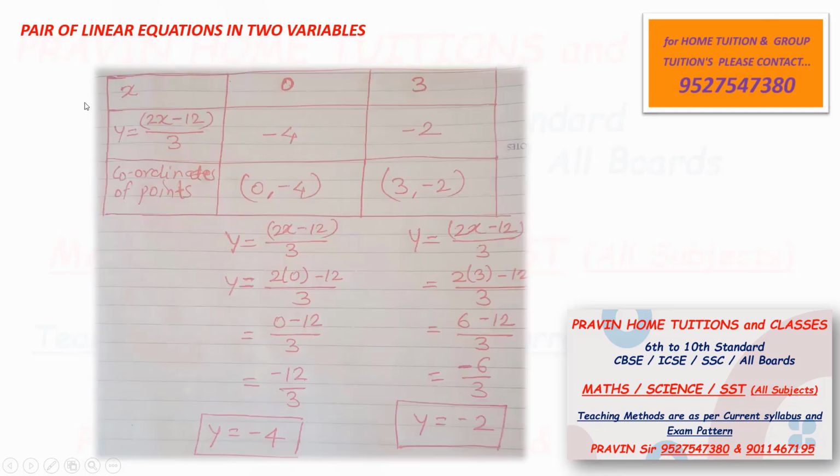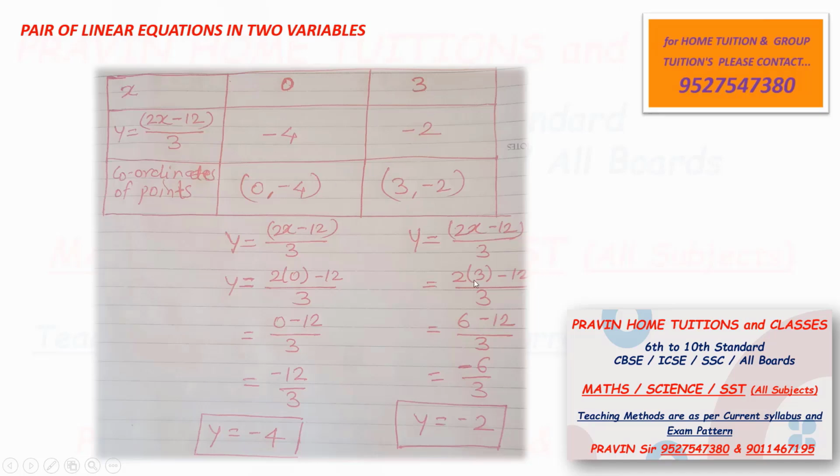Now again in the table, the values of x are assumed values, and then we find the value of y and the coordinate. The same calculation you do. Here y is equal to (2x minus 12) divided by 3. Put the value of x as 0: (2 into 0 minus 12) divided by 3 is equal to (0 minus 12) divided by 3, that is minus 12 divided by 3. Y is equal to minus 4. So the coordinate will be (0, minus 4).